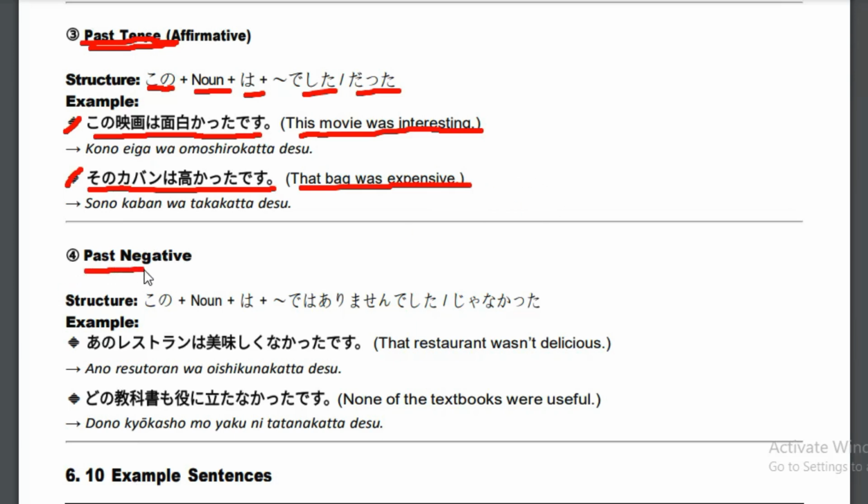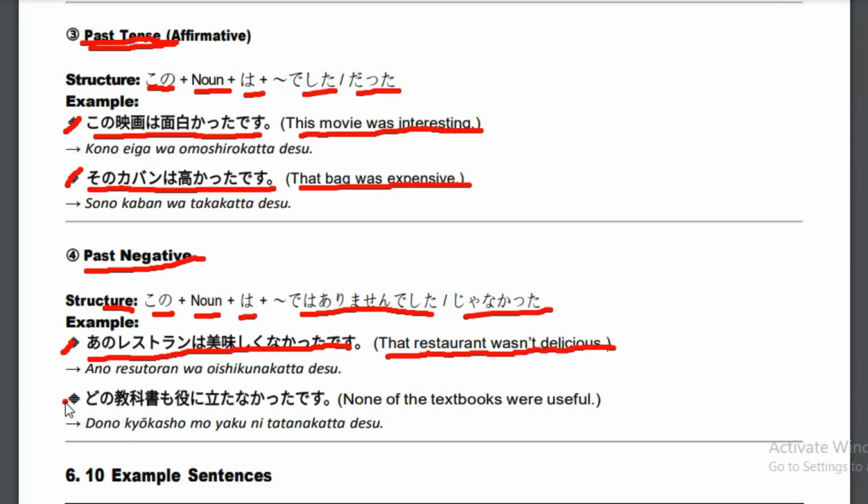And the past negative structure is kono plus noun plus wa particle and then dewa arimasen deshita in formal and janakatta in informal. So the example is ano restaurant wa oishiku nakatta desu, means that restaurant wasn't delicious. The next example is dono kyokasho mo yaku ni tatanakatta desu, means none of the textbooks were useful.